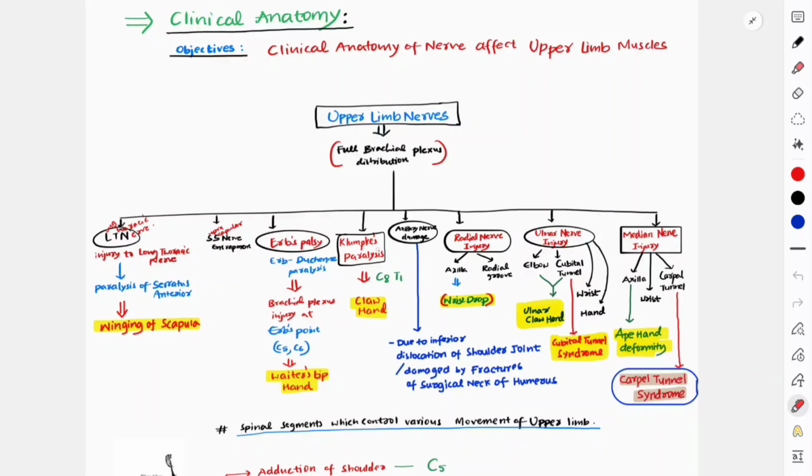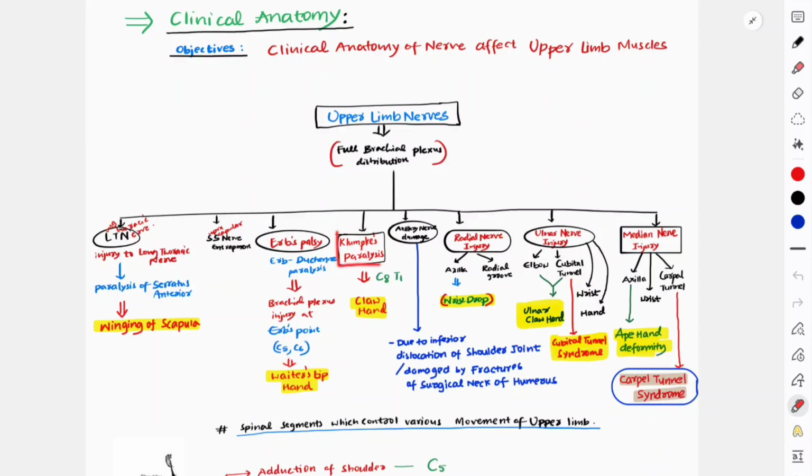And next is Erb's palsy and Klumpke's palsy. We'll study these two in a comparative way. That's why I have taken two at a time. Erb's palsy is also called Erb-Duchenne paralysis. It is the injury of the brachial plexus at Erb's point, that is C5 and C6 segment, which can lead to waiter's tip. You know, right? Waiters keep their hand backside, and that's the tip. The appearance of the hand looks like that, so that's why it is called waiter's tip hand.